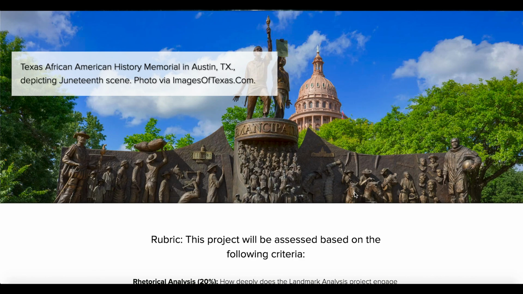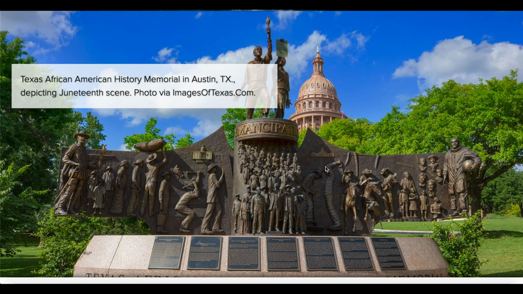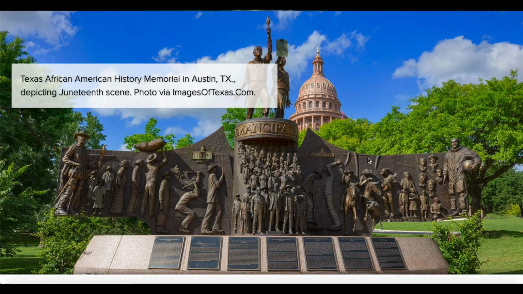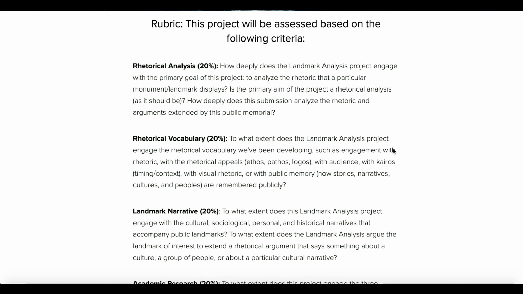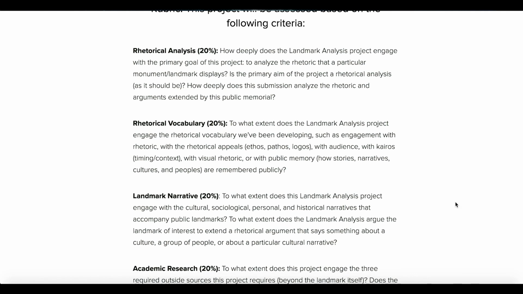All are great. All will be graded the same way. All right, so you're looking here at the Texas African American History Memorial in Austin, Texas. It's a beautiful memorial. I have been here. This is really, really great looking. I think it's relatively new. It might have been built just a few years ago. So you'll have the rubric.